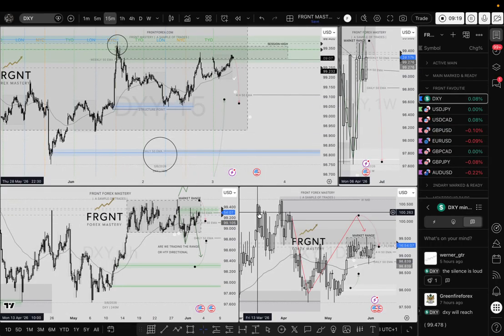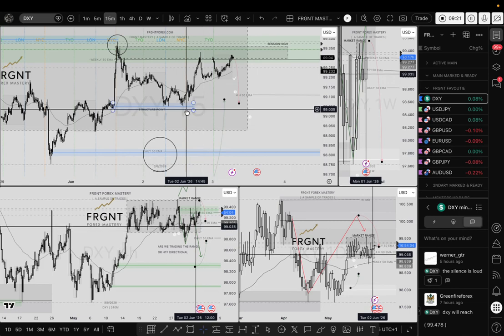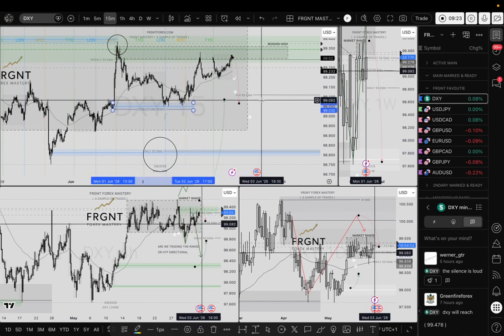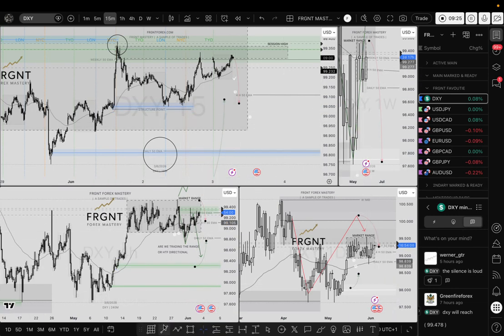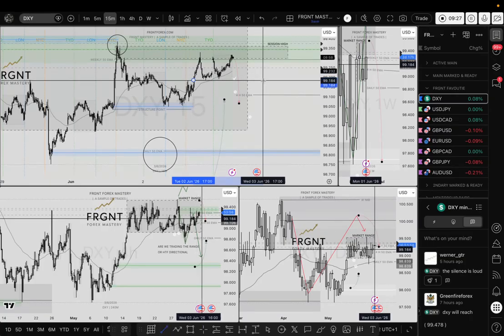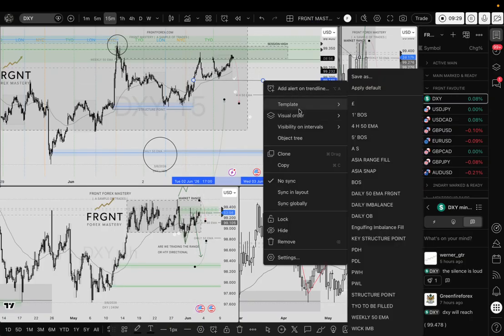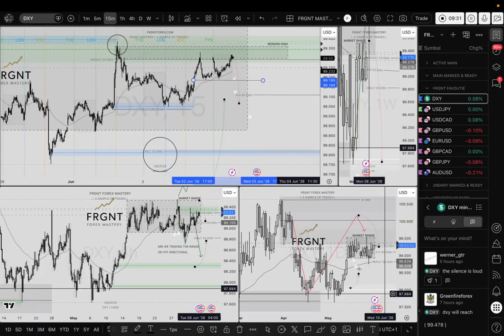We've got those structure points on the DXY. If I look to clone, not that. Okay, let's just draw it. Where are we here? Here's a structure point in the market, much like on UJ, US dollar CAD. Here we go, structure point.